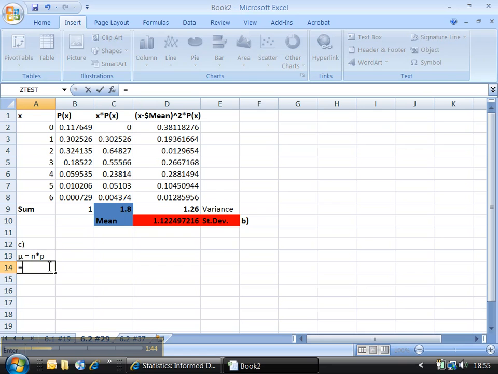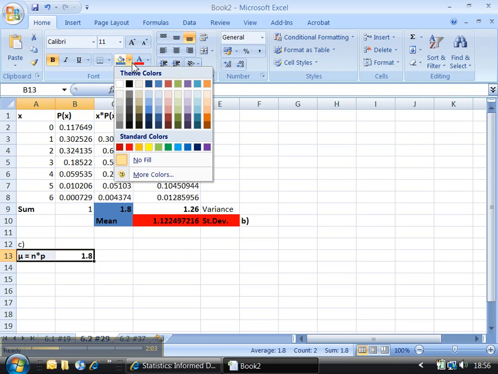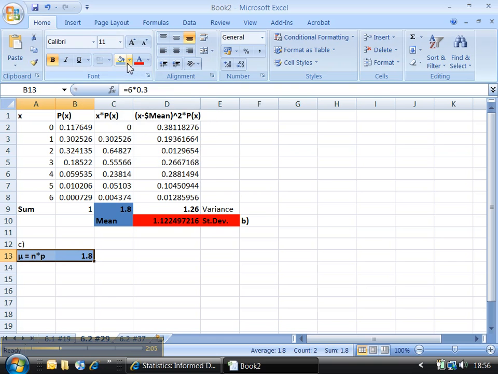Mu is np. So what's n for us? n was 6 times p, the probability of success, which is 0.3. Ta-da! There you go. Let's make it light blue. Now, why would I be making it blue again? Well, because I want you to see, 1.8. 1.8, see? This long way gets you the exact same answer as if you just use the simple formula. Nice, huh?